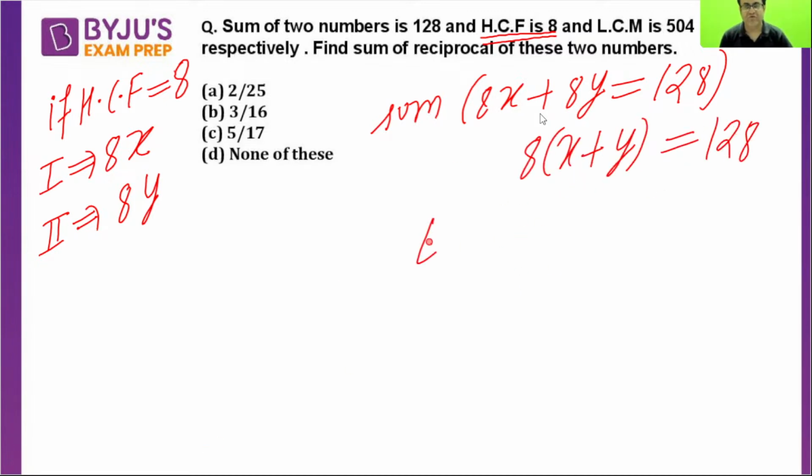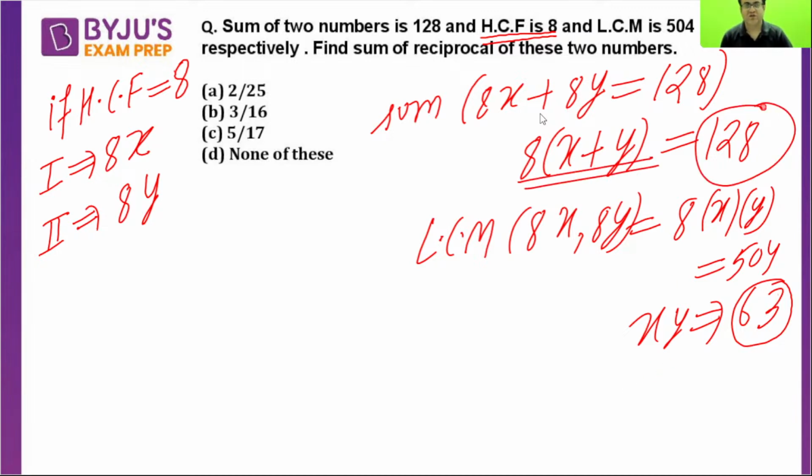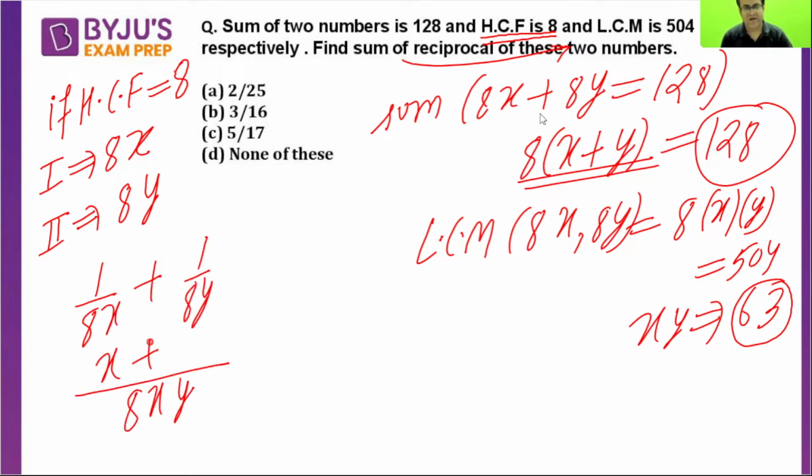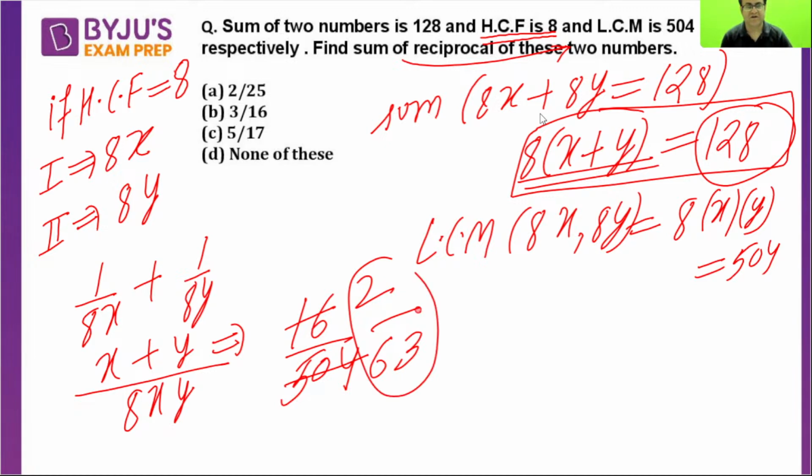The second point: the LCM of 8x and 8y is given as 504. So xy is 63. And 8 times x plus y is 128. For the sum of reciprocals of both numbers, one number is 8x and one is 8y, so I can take 8xy as the LCM, with x plus y in the numerator. After solving, x plus y is 16, and 8xy we already got from the second point, 504. So the answer is 2 by 63.